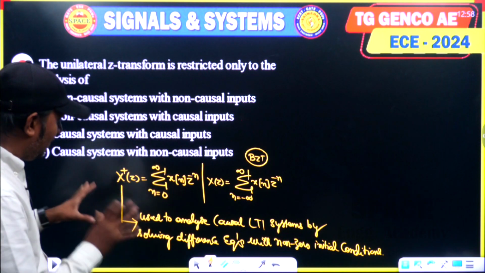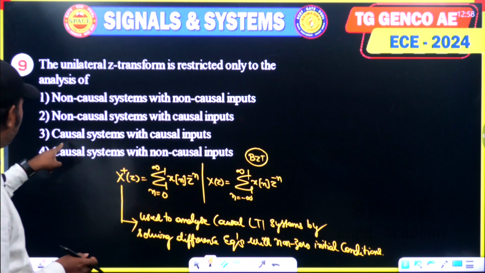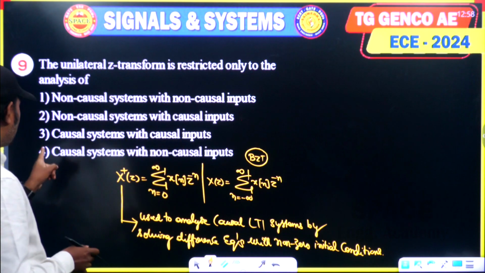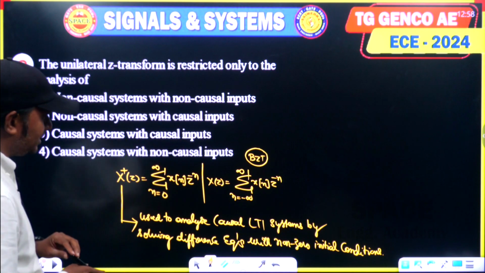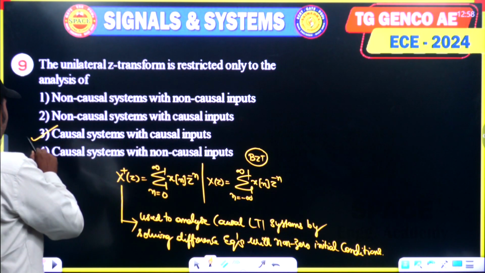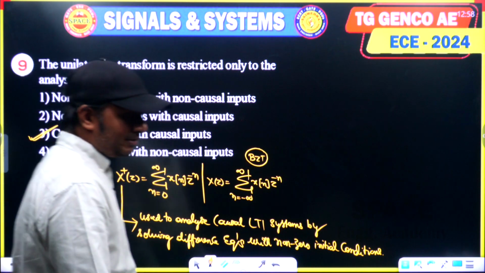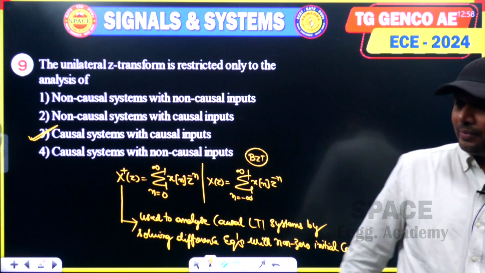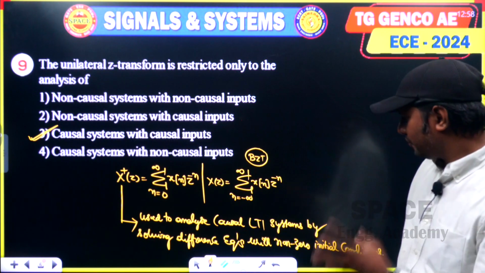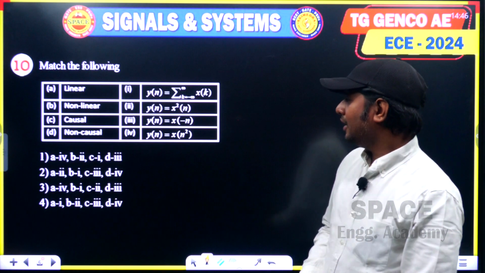transform. So if you observe, the options are causal systems with causal inputs, causal systems with non-causal inputs. So the appropriate answer is causal systems. It is used to analyze causal systems with causal inputs. Option 3 is the correct answer. Hope you understood this.